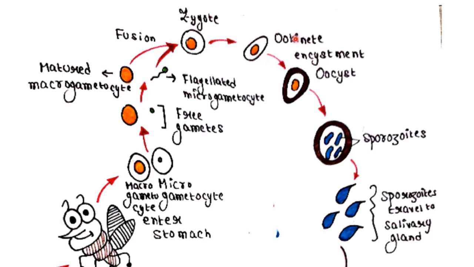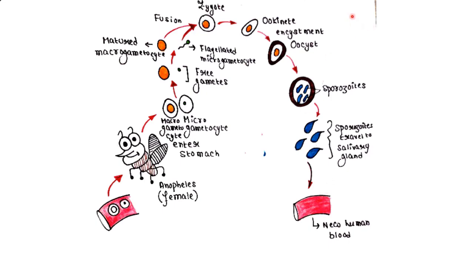And the zygote gets encysted. That means a protective capsule is formed around the zygote. And the zygote is now called oocyst. Here the oocyst divides and forms sporozoites. These sporozoites get released and travel to the mosquito's salivary glands. When this mosquito bites a man, these sporozoites enter the new host and the cycle is repeated again.